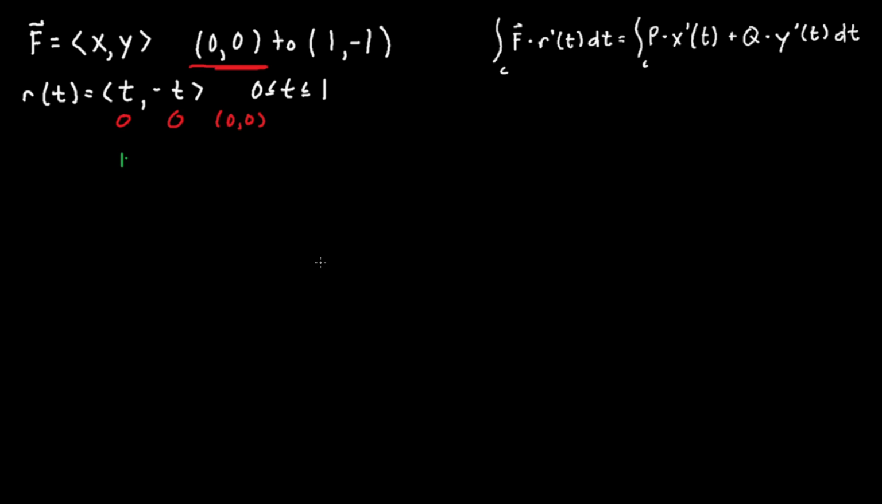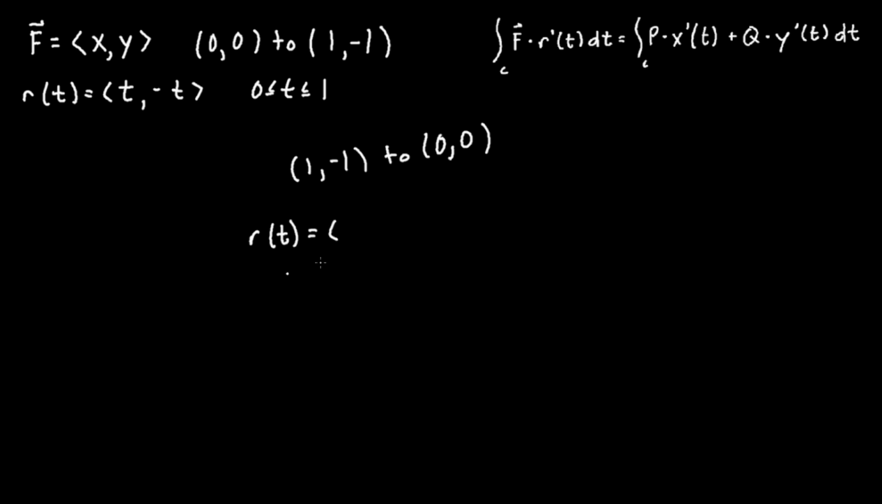And if you plug in 1 and 1 here, you get negative 1. Well, your point is 1, negative 1, which makes sense because that is our second point that we are parameterizing for. And remember, the orientation of this matters. And the reason being is because we are going from point 0, 0 to 1, negative 1. If you were going from point 1, negative 1 to 0, 0, your parameterization will look different.